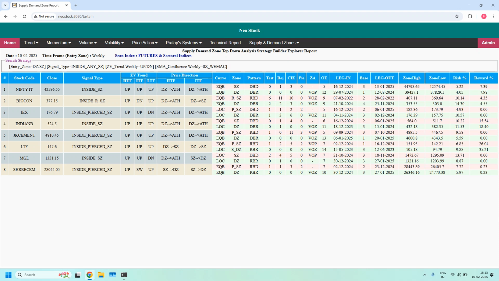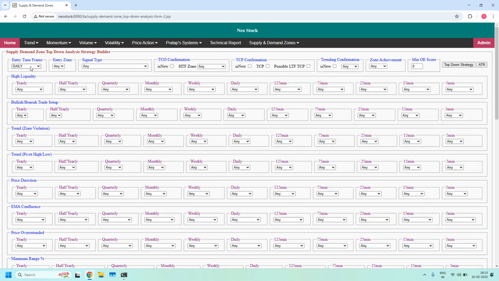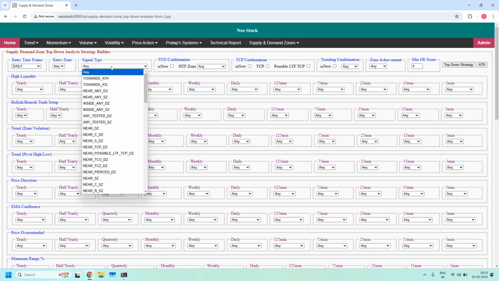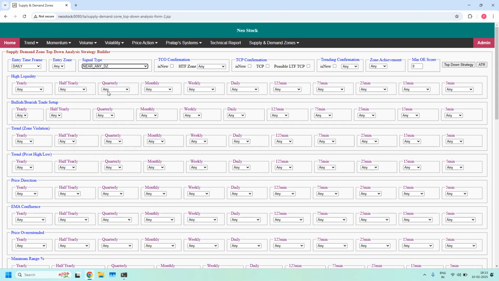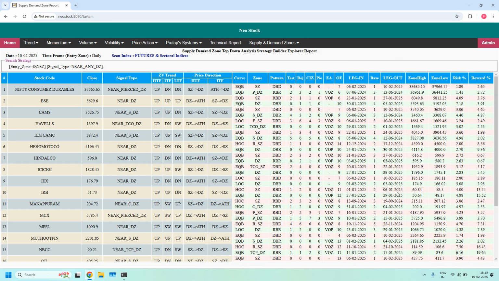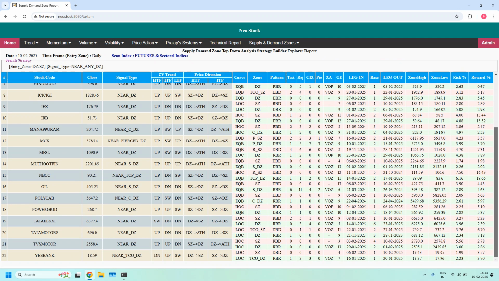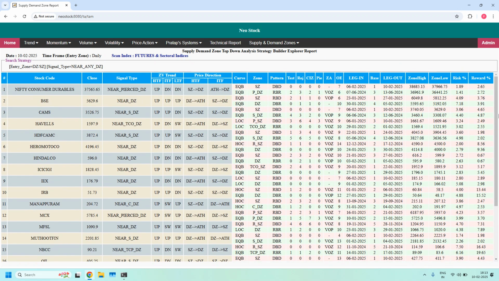Okay, this is about weekly time frame. Next time frame is daily. Entry time frame daily. Let us find the stocks near daily demand zone. We got 22 stocks. So let us identify high liquidity daily demand zones from this list.